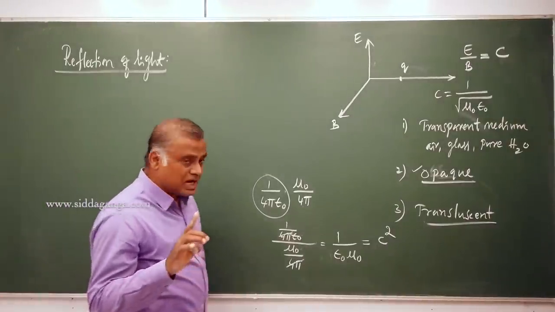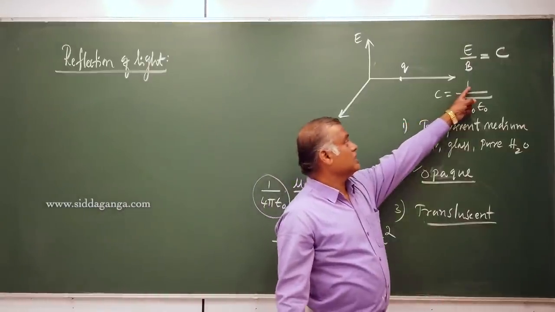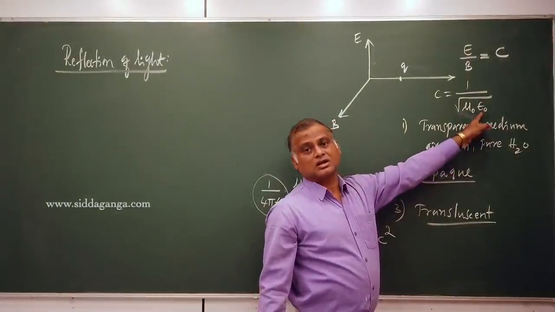In free space, the speed of light formula is given by 1 divided by the square root of mu naught and epsilon naught.